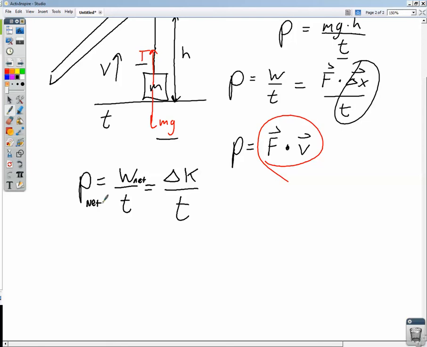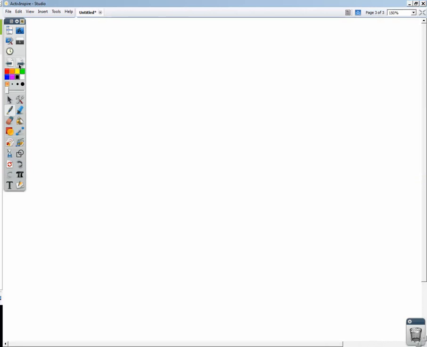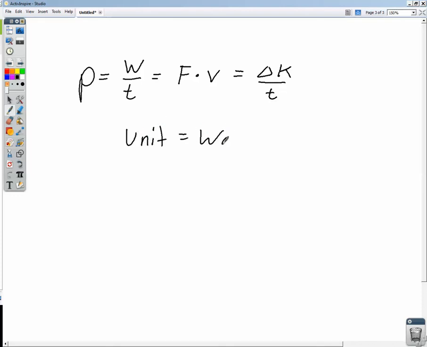All right? So to sum it up here, we've got lots of different relationships or equations to solve for power. We've got the basic one, work divided by time. We've got F dotted with V, and we've also got the change in kinetic energy divided by the time. All of those will give us the power exerted, and remember that the unit here is watts.